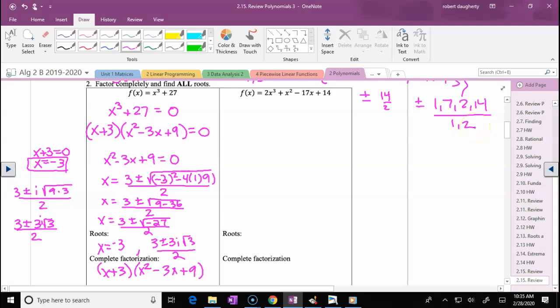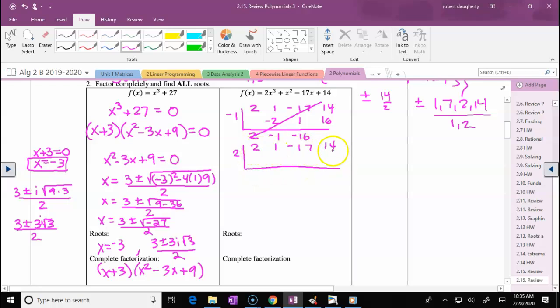Okay, so 1 doesn't work. Let's try negative 1. So negative 1, and let's work this with 2, 1, negative 17, 14. So I get negative 2, negative 1, and then I get 1, negative 16. Multiply here, 16, that does not work. Okay, let's move on to 2. So let's try 2, with 2, 1, negative 17, 14.